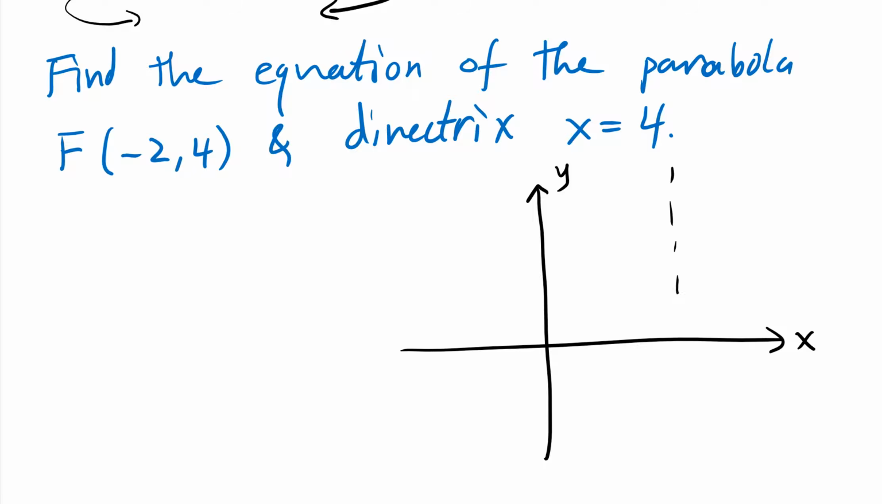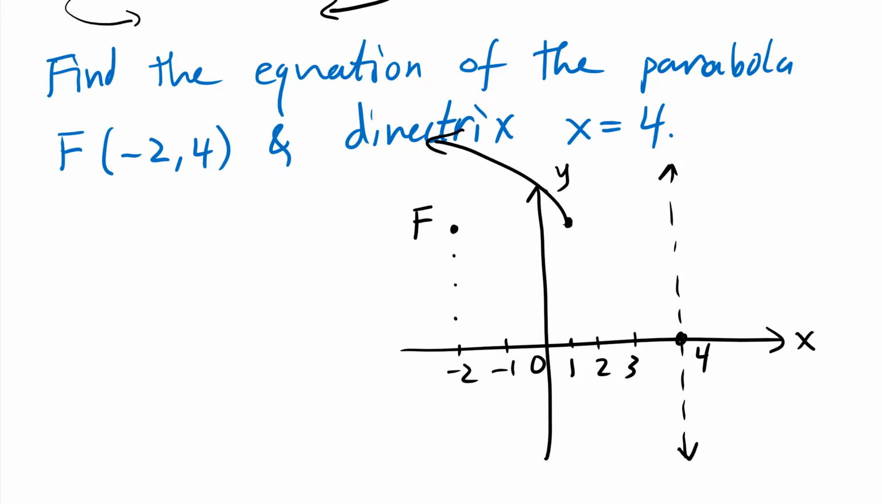x equals 4 is a vertical line like so. This is 4 here. And -2, 4, 1, 2, 3, 4. It's up here. So the vertex will be halfway through this, which is at 1 comma something. That's the vertex. So it's going to go up this way and this way. So the vertex is 1 comma 4.